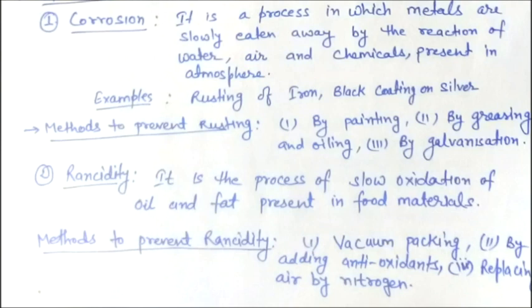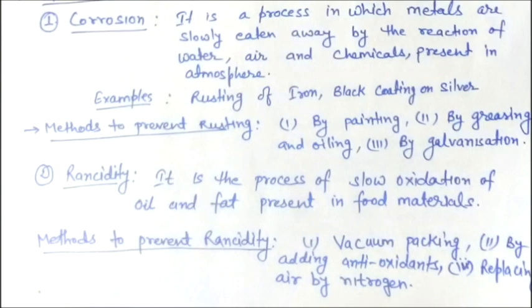And the second method is by adding antioxidants. In the food industry, a number of special types of substances are added before packing, which slow down the process of oxidation. These are known as antioxidants. One example of an antioxidant is BHA, butylated hydroxyanisole. It is easily available in the market, so it can be added to the food materials to slow down the process of rancidity.